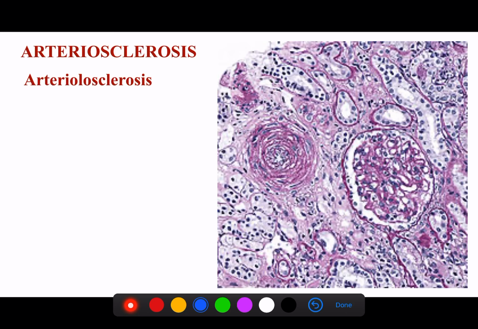The next topic, under the degenerative process, is called arteriosclerosis. Arteriosclerosis, by definition, means hardening and thickening of the blood vessel wall. Arteriosclerosis has three types. Type number one is called arteriolosclerosis. Arteriolosclerosis is hardening of the wall of small blood vessels, the arterioles, as the name suggests.